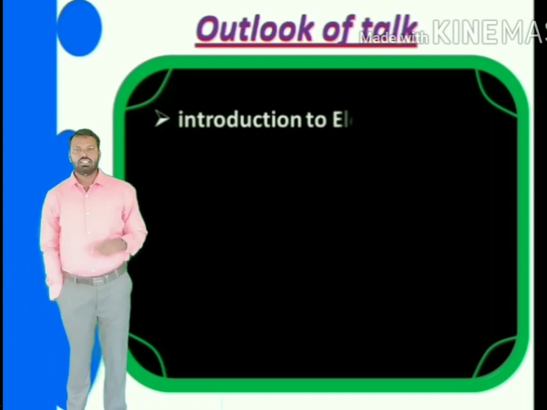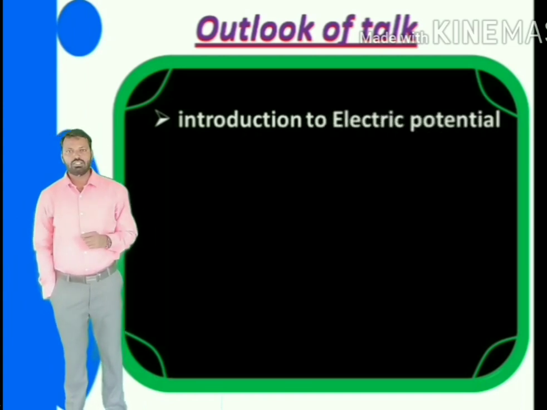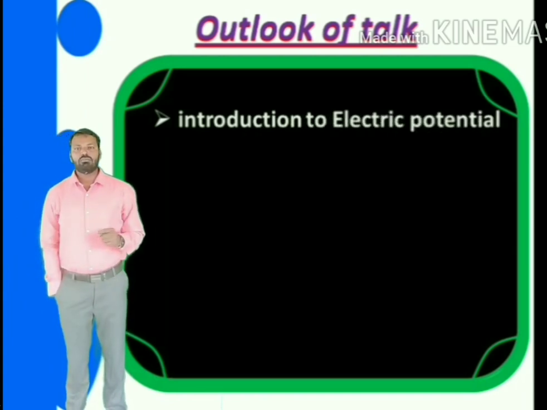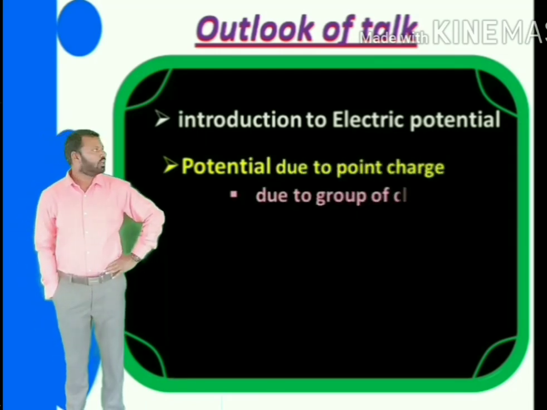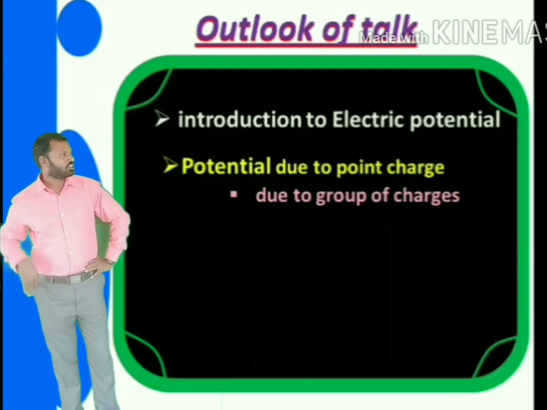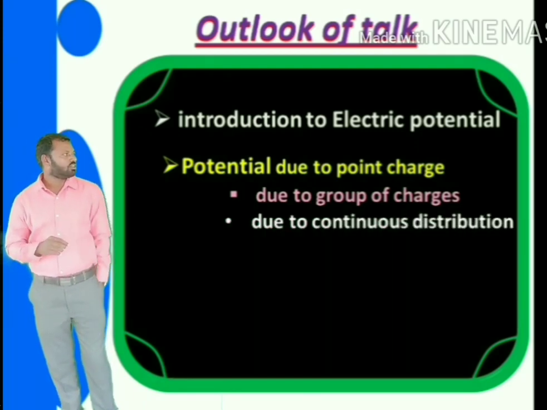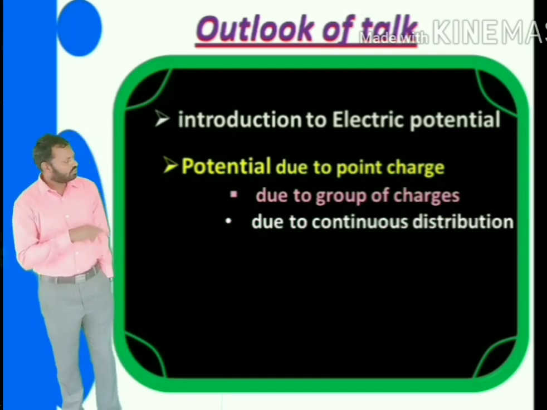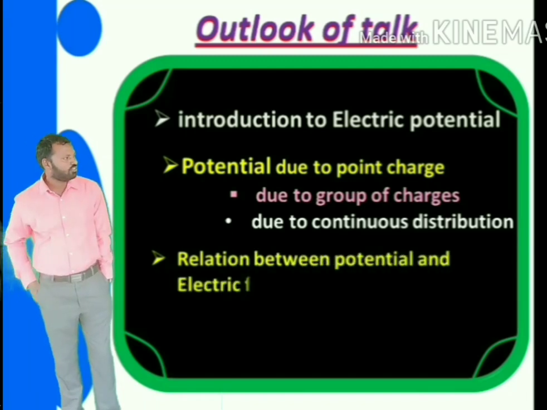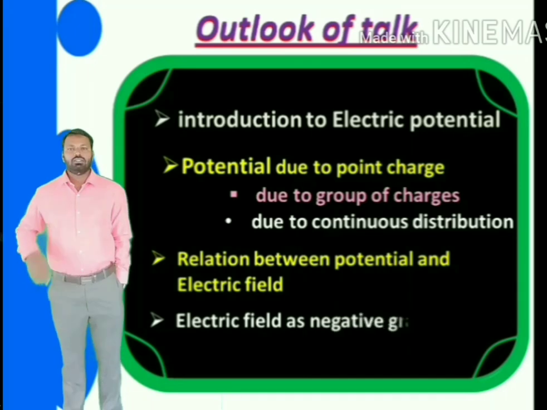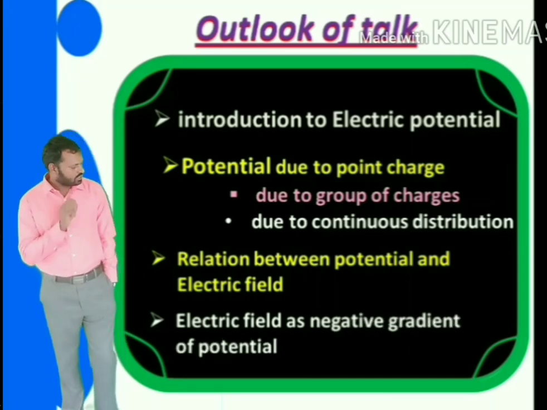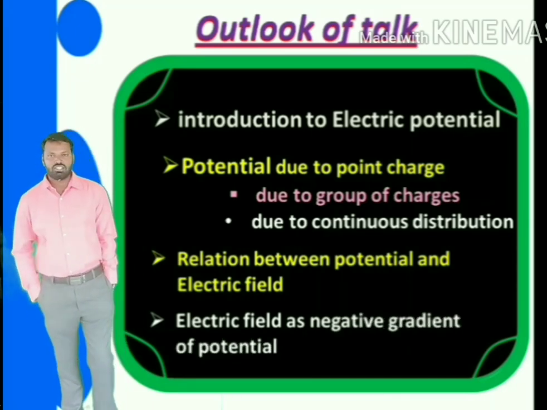Outline of my talk: we will discuss an introduction to electric potential, and we will find the formula for potential due to a point charge, potential due to a group of charges, and potential due to a continuous charge distribution. After that, we will discuss the relation between potential and electric field. Finally, we will show that electric field can be written as the negative gradient of potential.